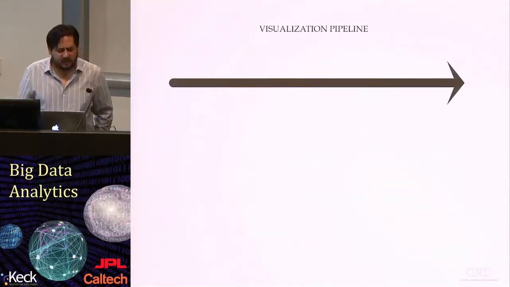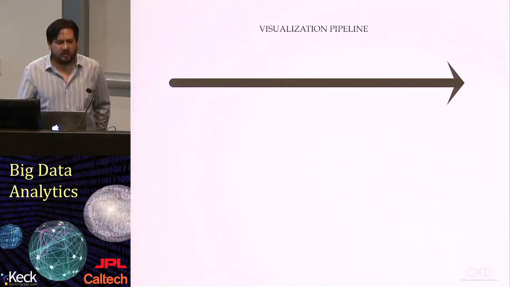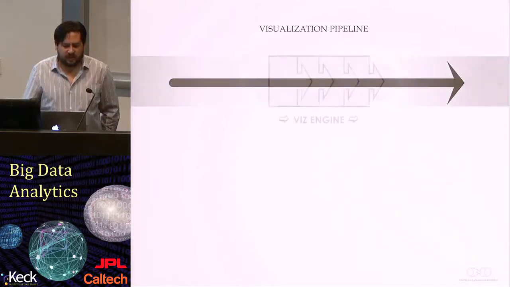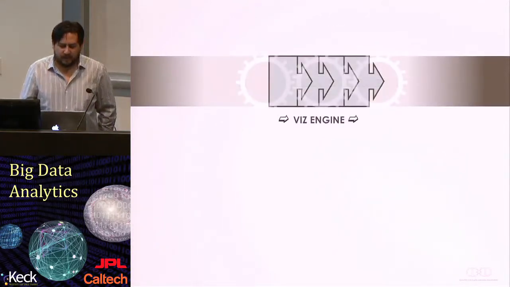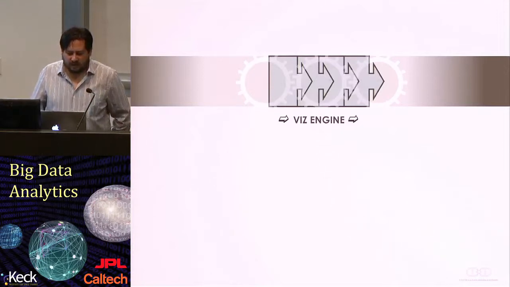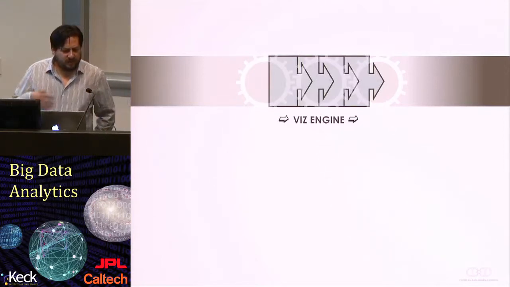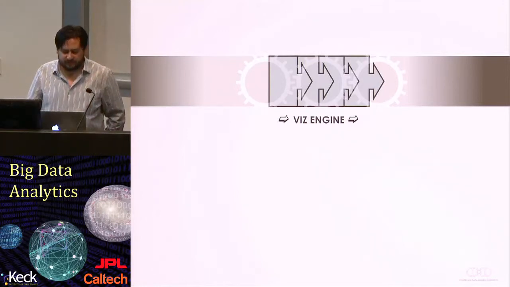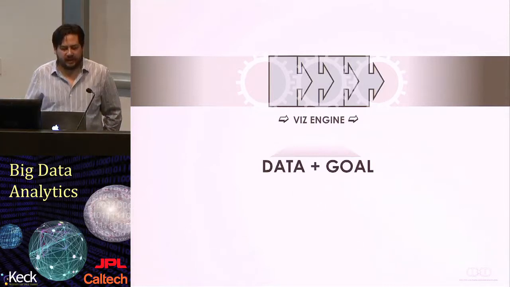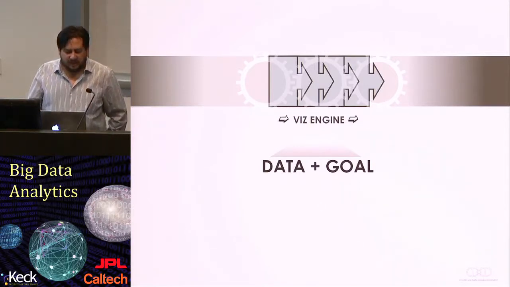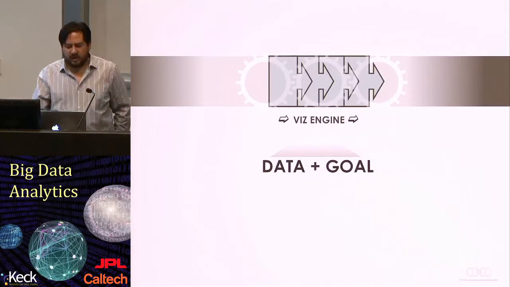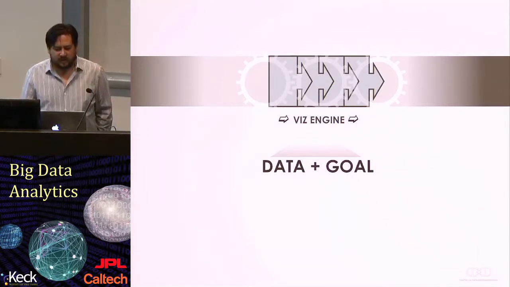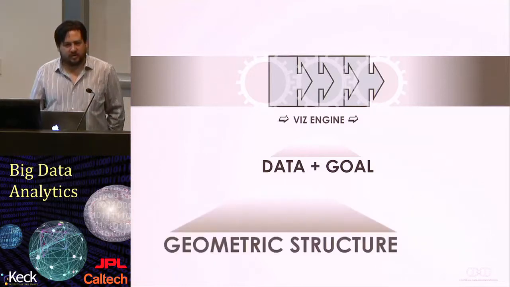So the next thing is to talk about exactly what goes into this pipeline. What is driving this pipeline? Well, as I said before, it is really about the story and what your goal is. What is it that you're trying to achieve? For that, you have to look at both the goal and the data itself. And it turns out that if you're talking about the data, the thing that actually divides the world of visualization is really the geometric structure of the data.